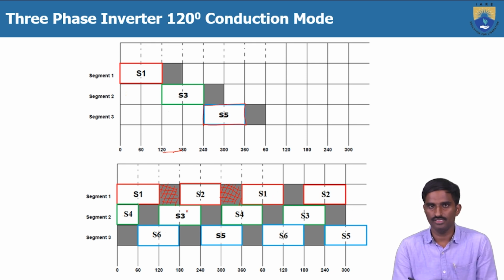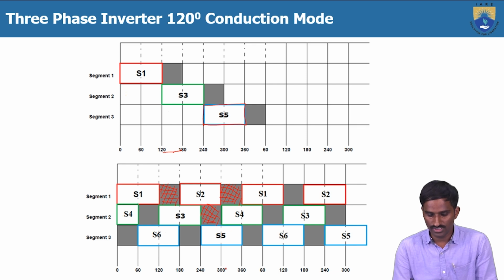Then coming to the second phase, the other switch connected to phase 2 is S4. After 180 degrees, S4 will start conducting. S2 starts at 120, so 120 plus 180 is 300. That's why S4 starts at 300. But in between 250 and 300, again no switch is conducting.